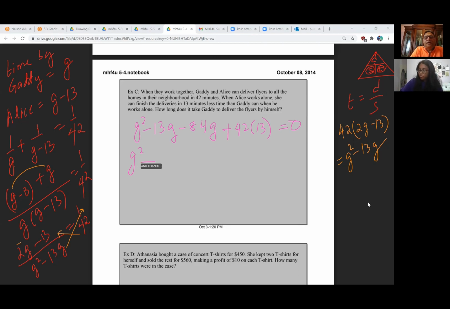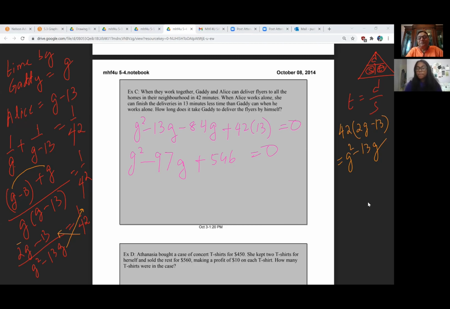Now you can simplify, use a calculator. So g squared minus, add these two terms, 84 and 13 is 97g, and use a calculator to multiply 42 and 13: 546, equals 0. Clear? At this stage, you can factor or you can use the quadratic formula. Correct? Because this is a quadratic equation. So you can factor or use the quadratic formula to get your answer. And then you would have two answers if you use the quadratic formula, right?